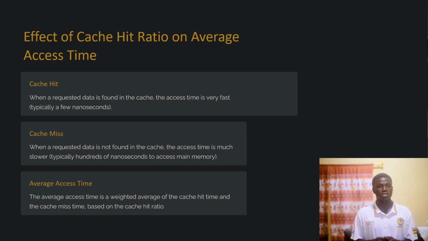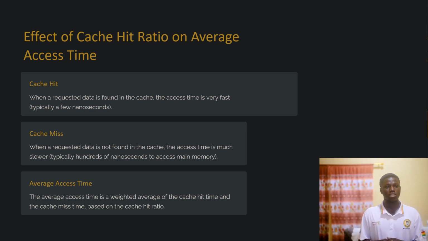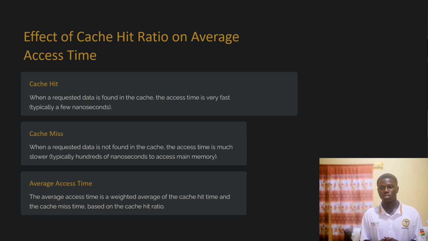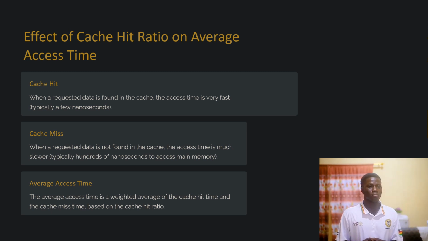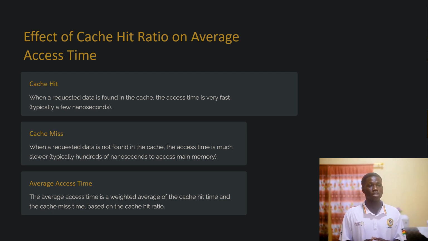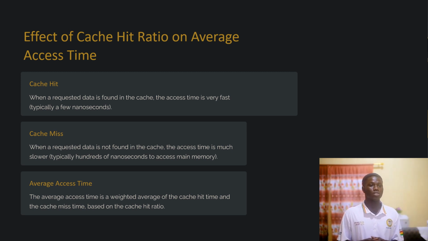Mathematically, it is expressed as: average access time equals H times hit time plus (1 minus H) times miss penalty, where hit time is the time to retrieve data from the cache, and miss penalty is the time to retrieve data from slower storage.